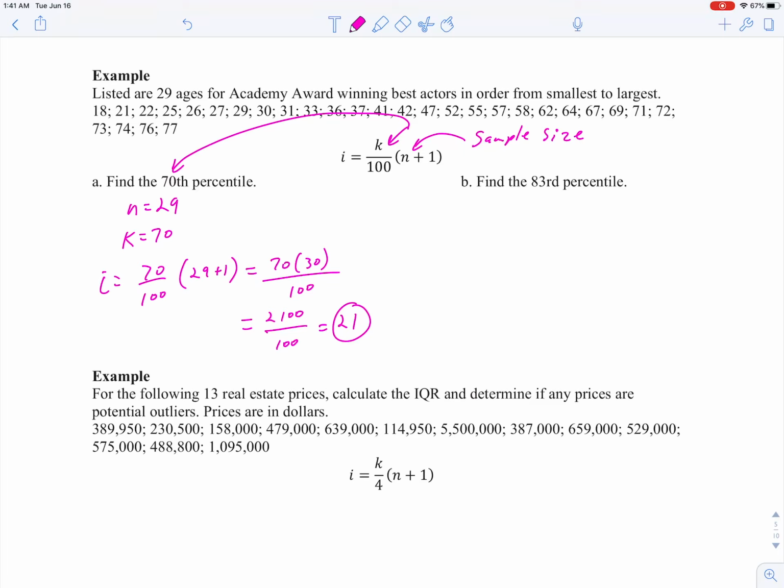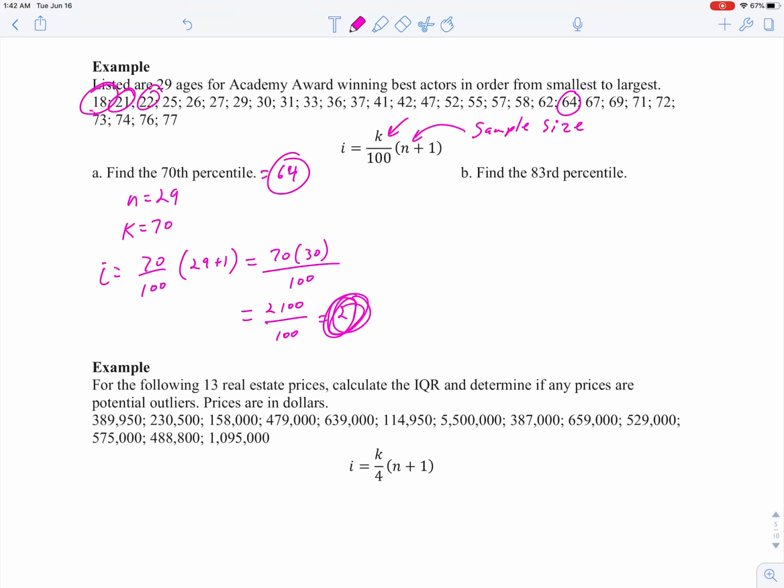So what they're saying is we want the 21st data point on this list. What we're going to do is count, starting at the beginning, number 1, number 2, number 3, etc., and count up to 21. The 21st data point in this case, so the 70th percentile, is 64. This value we're finding, i, is the ith data point. So we count 21 data points and we get 64. 64 is the 70th percentile.